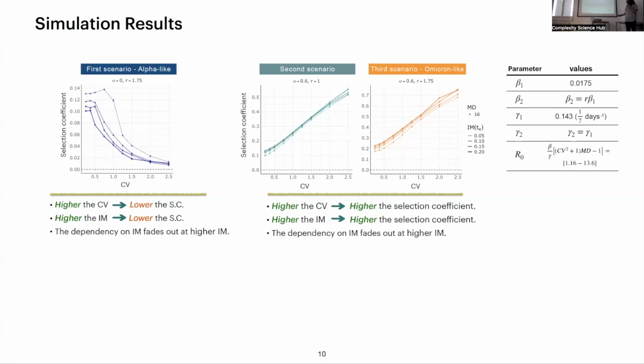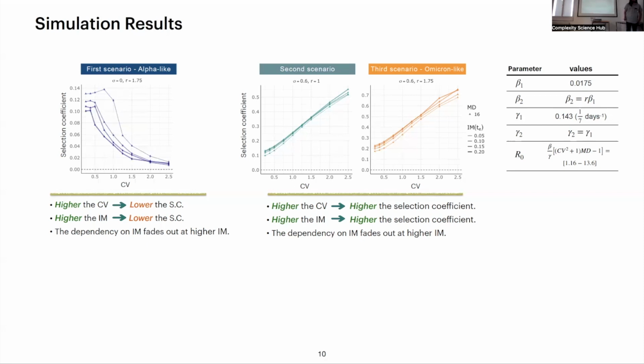No, for both scenarios we have this effect of immunity, but the effect is the opposite. For the alpha-like scenario, the selection coefficient decreases with immunity, while for the Omicron-like scenario, it increases with immunity. If you see here, the upper curves are thicker, which corresponds to a higher level of immunity.